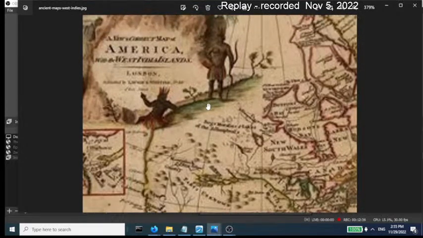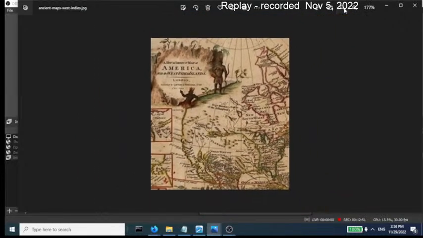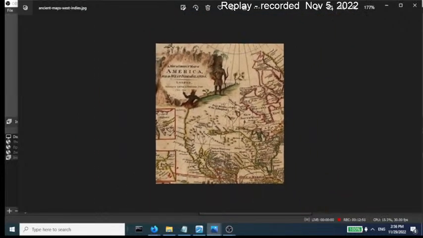All right, and it says this is a new map of America, of the West Indies. You can see this is black people, but this one is kind of blurry. The West Indies, you know, that's Jamaica and all that.